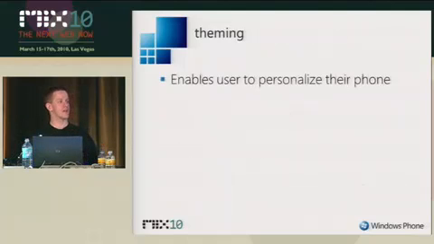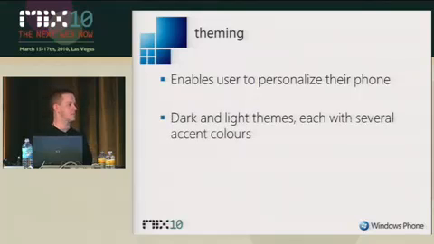So theming is another part. Sorry, this is auto-forwarding. Theming is another big part of the controls we have. On the phone, we enable the user to pick a theme that they want to match the way they feel. So we have a dark and a light theme, so a black background with white text, which you've seen in most of the demos, or a white background with dark text, and I'll show you that in a minute. And each of those themes has several what we call accent colors. There's 4 on the device. There's red, orange, green, and blue.